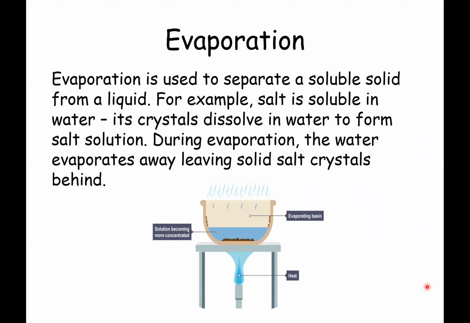Now we will talk about evaporation. This method is used to separate a soluble solid from a liquid. For example, salt is soluble in water. If it's mixed together, the salt particles appear to disappear, so they actually dissolve in water. If this mixture is heated, the water evaporates away, leaving solid salt crystals behind.